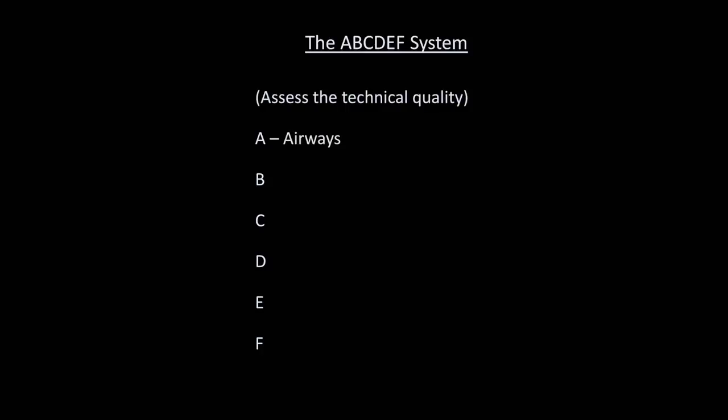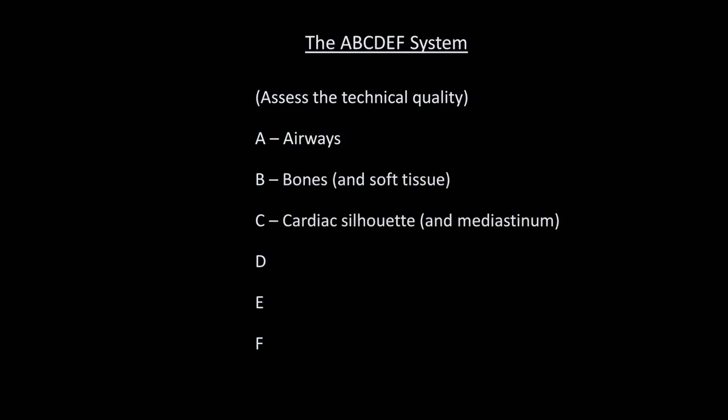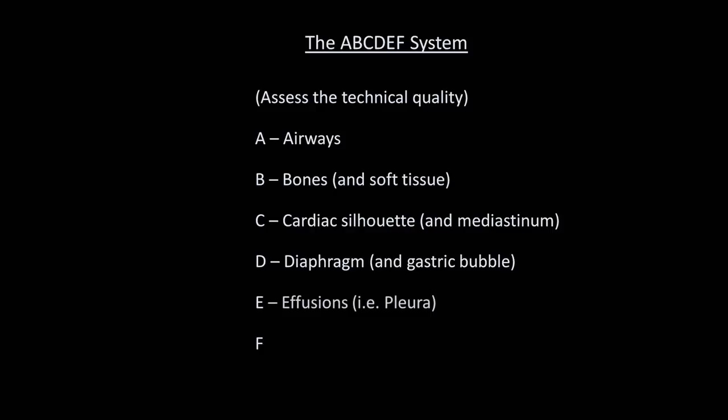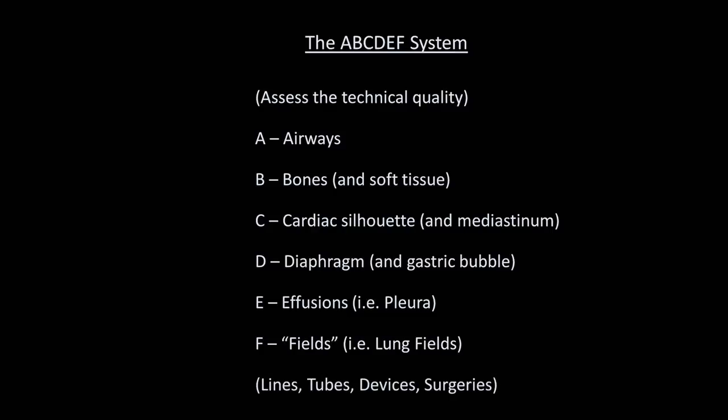Then A stands for airways, B for bones and soft tissue, C for the cardiac silhouette and mediastinum, D for diaphragm, which also includes assessment of the gastric air bubble, usually located under the left hemidiaphragm, E for effusions, in other words, assessment of the pleura, which actually includes findings beyond just pleural effusions, and F for fields, that is, the lung fields. Lastly, although it's not explicitly part of the mnemonic, is an assessment of lines, tubes, devices, and prior surgeries, such as sternotomies and valve replacements.